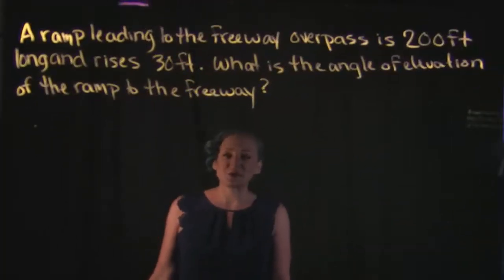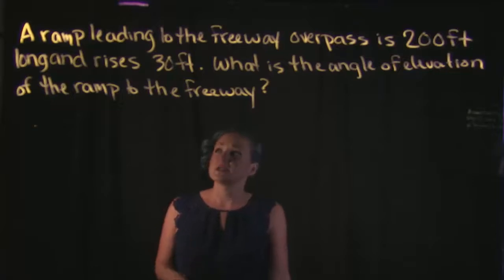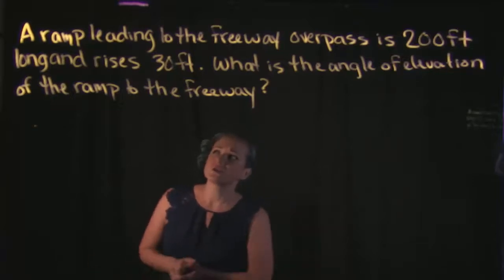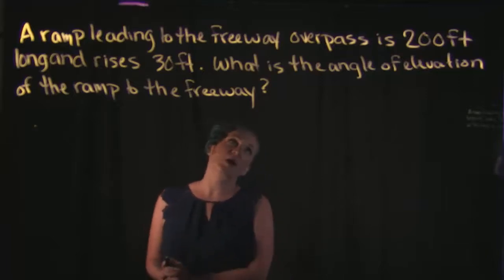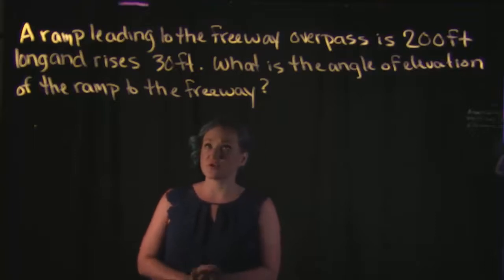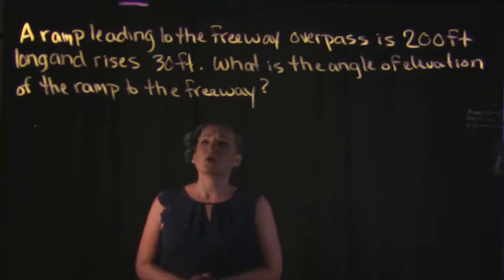Alright, so today we're going to be doing a little bit of trig, talking about some application problems and solving some right triangles. So jumping right into the problem, this one says that a ramp leading to the freeway overpass is 200 feet long and rises 30 feet. What is the angle of elevation of the ramp to the freeway?